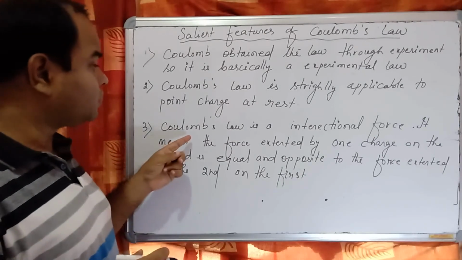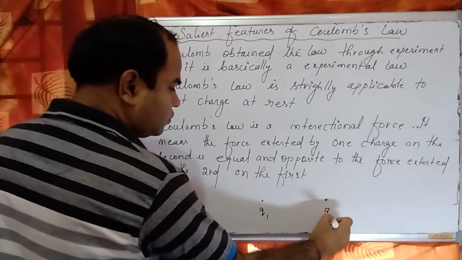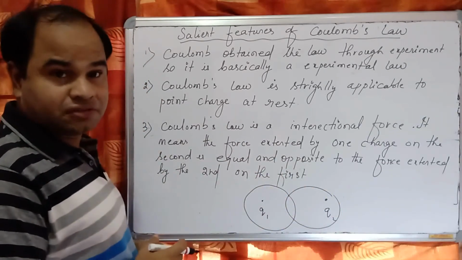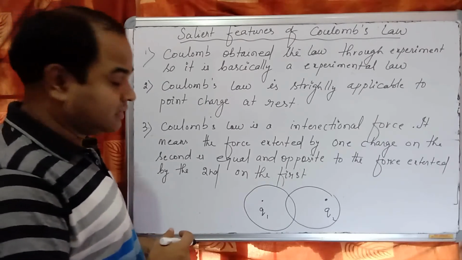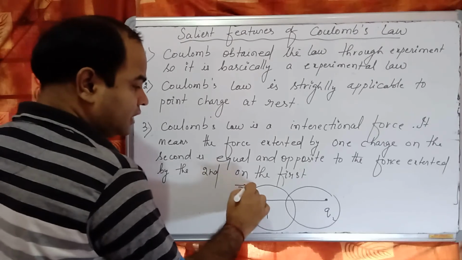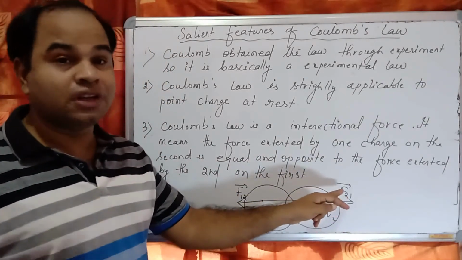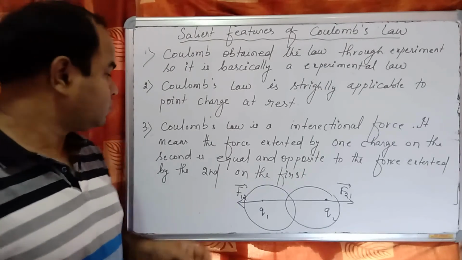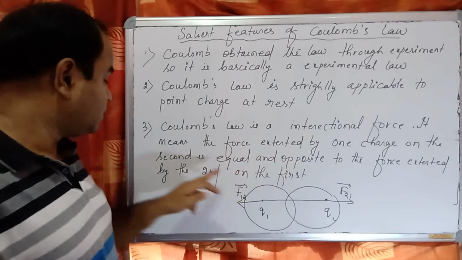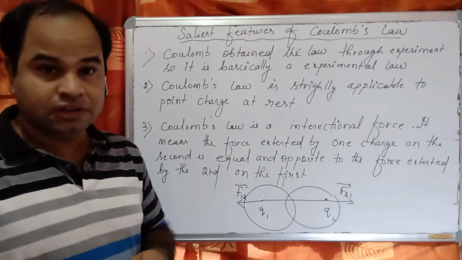Third, Coulomb's law is an interactional force. This is important. When we have two point charges Q1 and Q2, they produce an electric field around themselves, and then there is an interaction. That's why it is called an interactional force. This is the force on the first charge due to the second, and this is the force on the second charge due to the first. The two forces are equal in magnitude and opposite in direction. It means the force exerted by one charge on the second is equal and opposite to the force exerted by the second on the first.